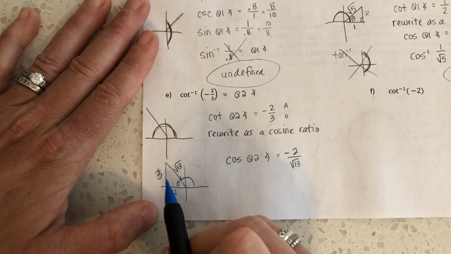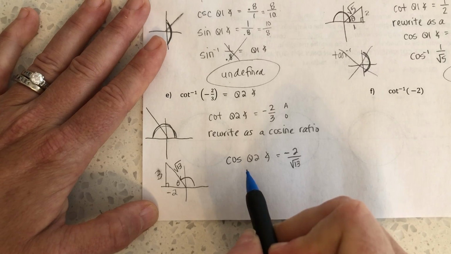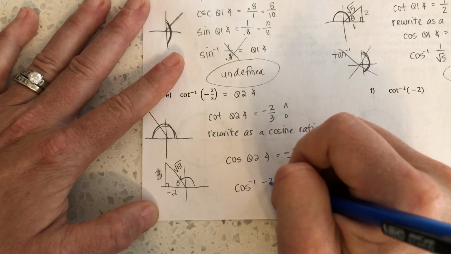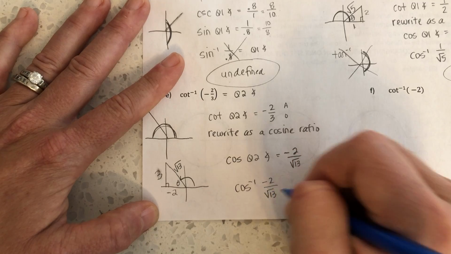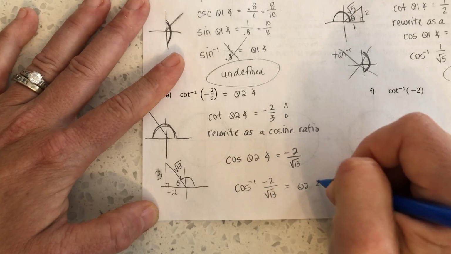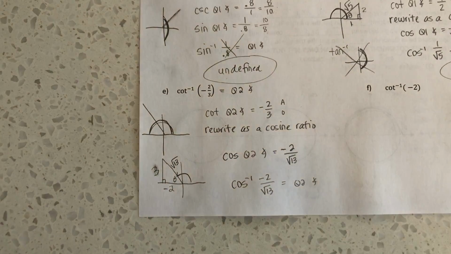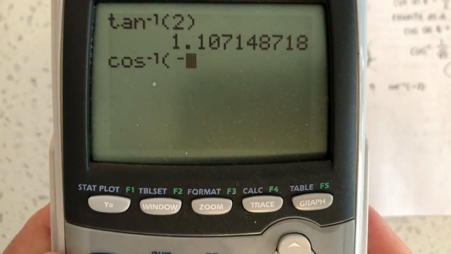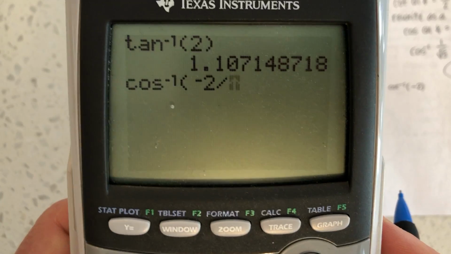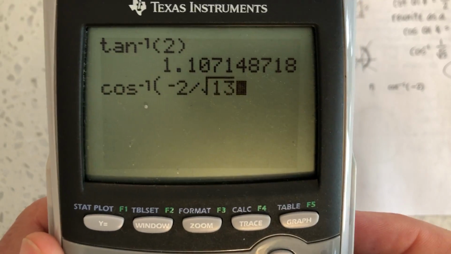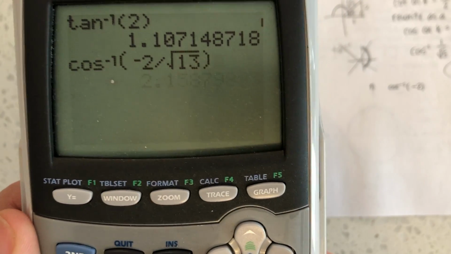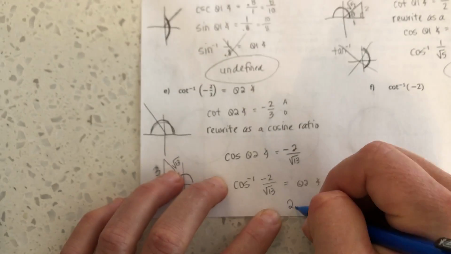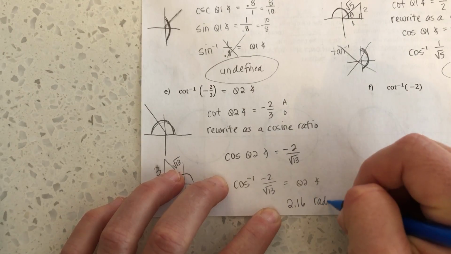So now to figure out what angle this is, I have to find the inverse cosine of it. So take the inverse cosine of this ratio, negative 2 over root 13, and it'll tell us exactly what quadrant 2 angle we are working with. The inverse cosine of negative 2 divided by root 13, hit enter, it is 2.16 radians. That is your angle that makes this statement true.